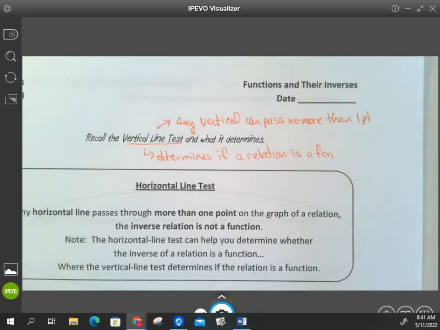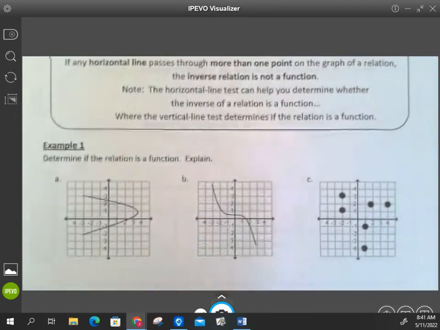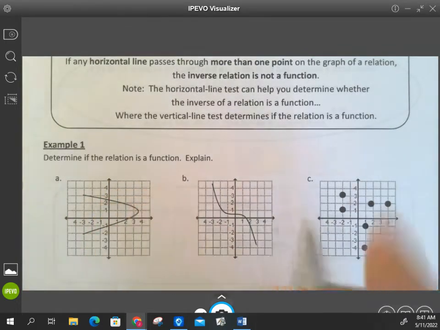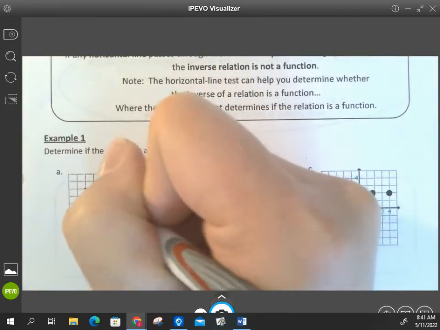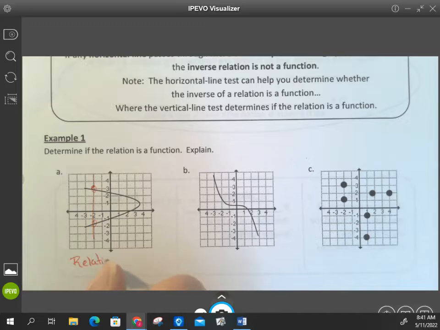So I'm going to jump down here before I talk about this horizontal line test and talk about these graphs. So I'm sliding this down. It says, determine if the relation is a function and explain. Is this original graph a function? Well, if I draw a vertical line, do we agree that it hits more than 1 point? So the relation, what is given, is not a function. And it's not a function because it fails the vertical line test, which we use as VLT.